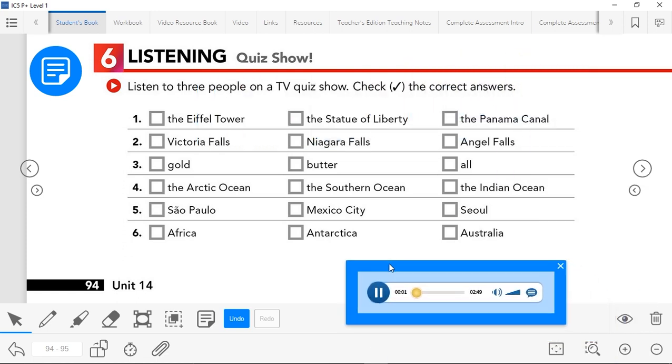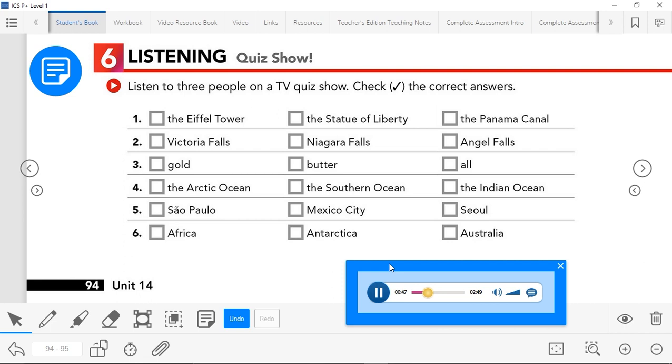Page 94. Exercise 6. Listening. Quiz show. Listen to 3 people on a TV quiz show. Check the correct answers. Our contestants this evening are Joshua, Rachel, and Andrew. And now, contestants, let's get right to our first question. Question number 1. Which is the oldest? The Statue of Liberty, the Eiffel Tower, or the Panama Canal? Joshua? I think the Statue of Liberty is the oldest. I'm pretty sure they built the Eiffel Tower and the Panama Canal later. That's correct.